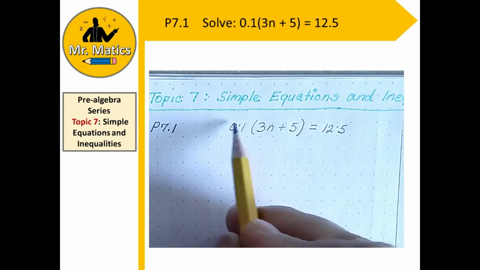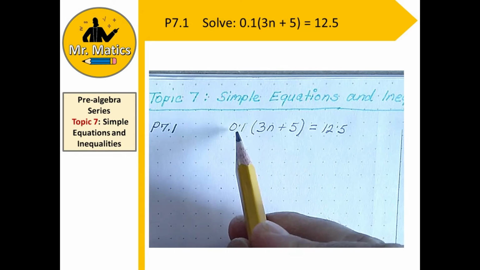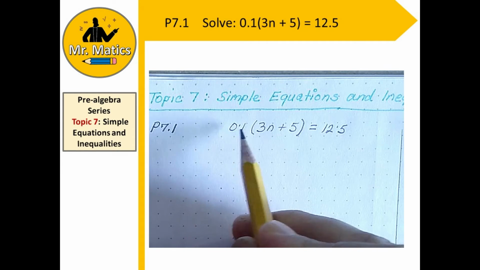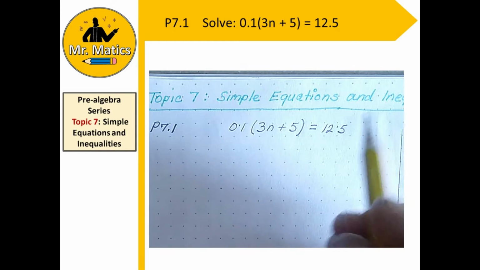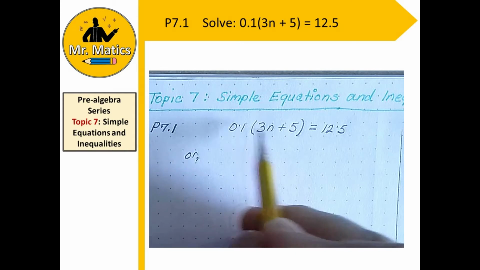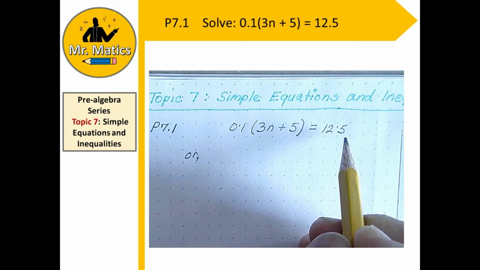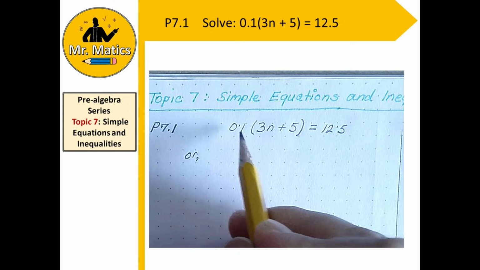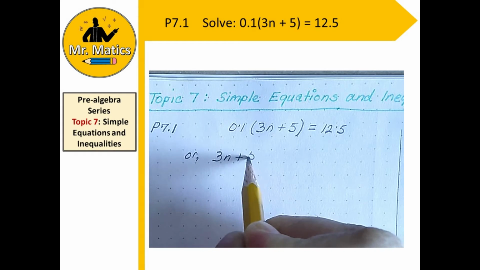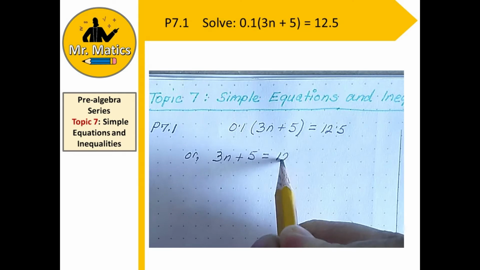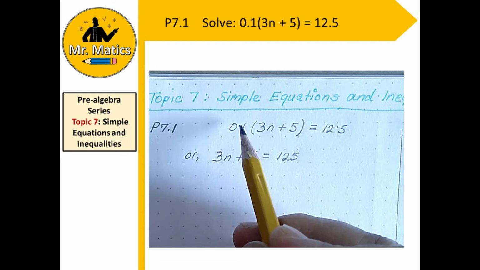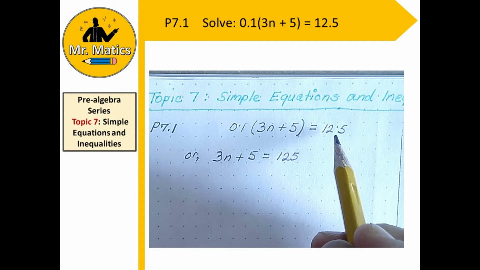Although this problem has decimals, if you really notice, if you move this factor to the other side, you will get whole numbers. Or, multiplying both sides by 0.1, or rather multiplying both sides by 10, we get 3n plus 5 equals 125. So if I multiply this by 10, this becomes 1. If I multiply this by 10, this becomes 125.